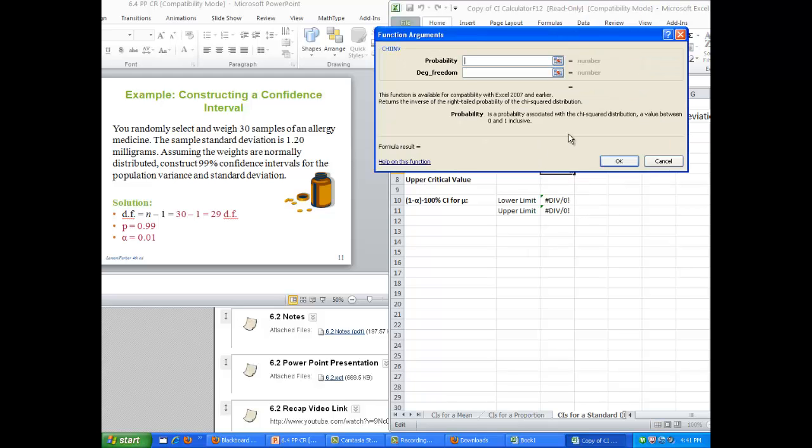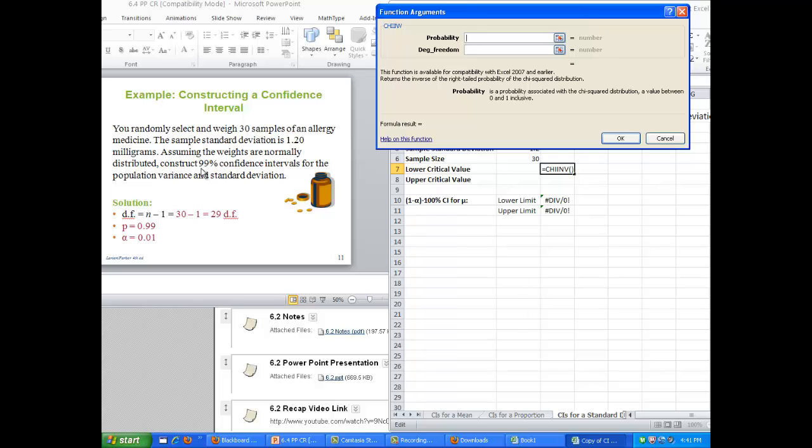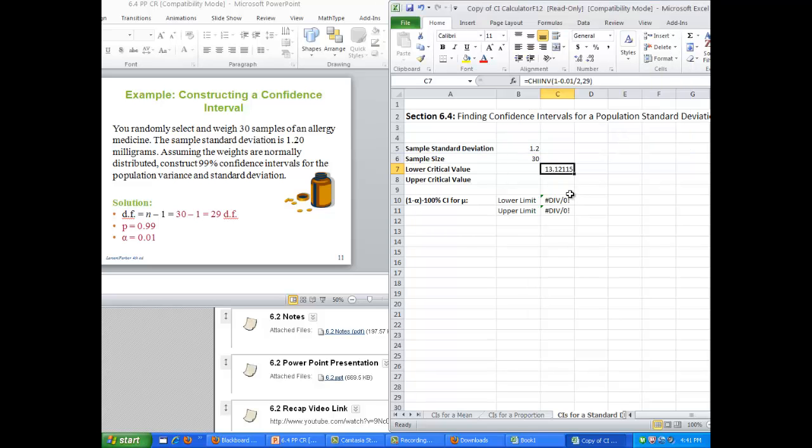So we go up here, go to chi-inverse. I look at my probability here. It's 0.99. So for my lower critical value, I'm going to do 1 minus 0.01 divided by 2. And my degrees of freedom, 29. And I'm going to hit OK.